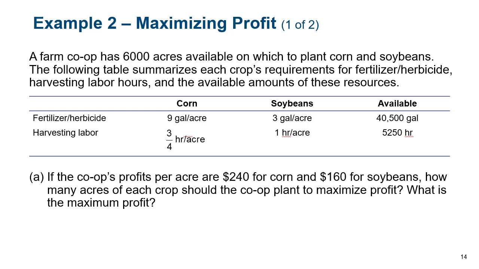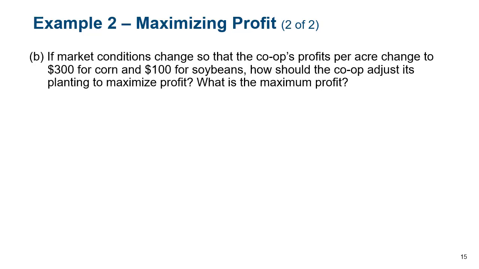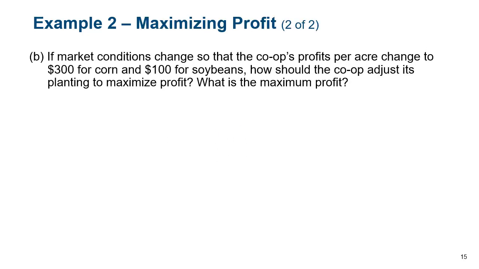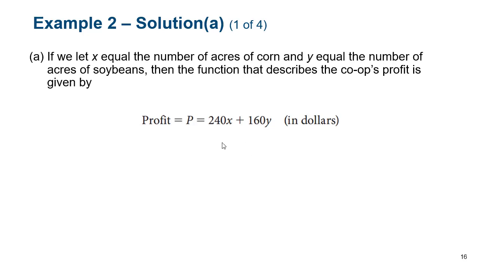So let's go back to our farm example. If market conditions change so that the co-op's profits per acre change to 300 and 100, how should the co-op adjust its planning to maximize profit? Well, here's our new profit, or is that the old one? 240. That's the old one. So here's the old one.